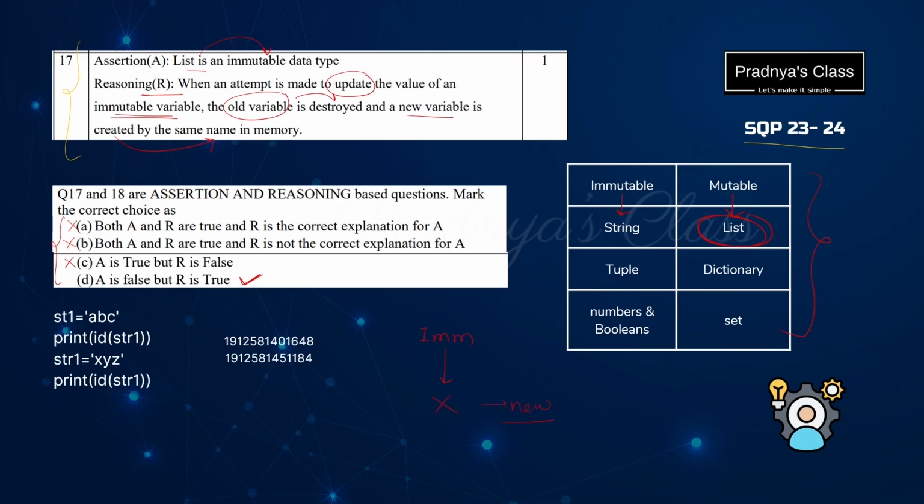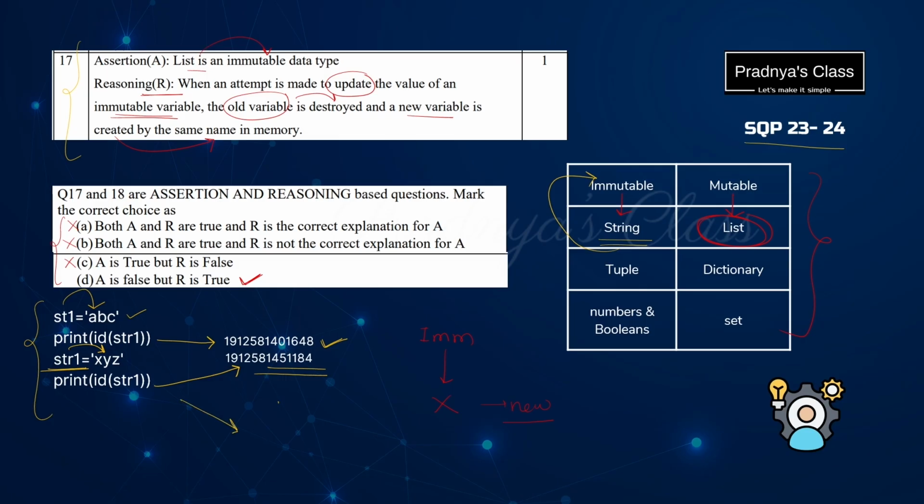To make this concept clear, look at this example. We have considered a string, which is an immutable data type. Then we are trying to print the memory location of the string variable. So we got this number. Then we try to change the content of the same string. After changing the content, when we try to print the memory address of that str1, we can see here the number is changed. The address is changed.